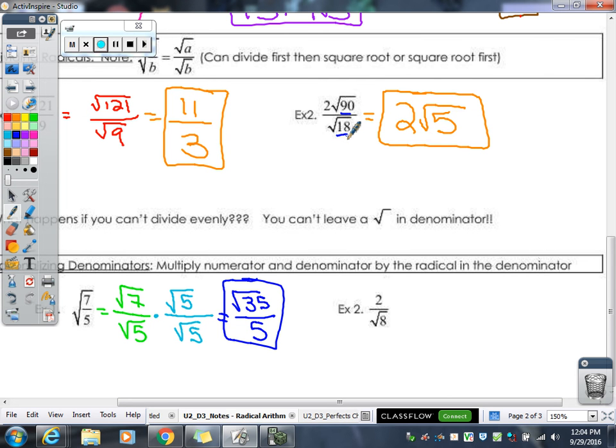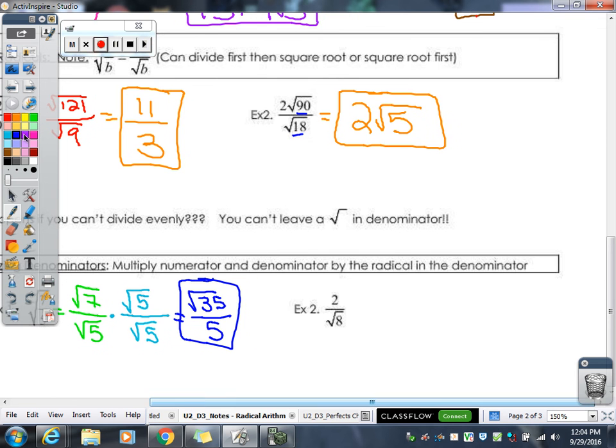Okay, so example 2. I have a 2 over a radical 8. There's nothing we can do because this 2 is not under a radical. Only the 8 is, so we have to do the rationalizing the denominator. So I'm going to multiply times radical 8 over radical 8. So 2 times radical 8 gives us a 2 radical 8. Radical 8 times itself gives us an 8.